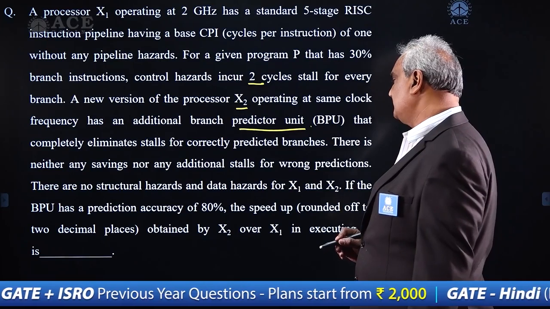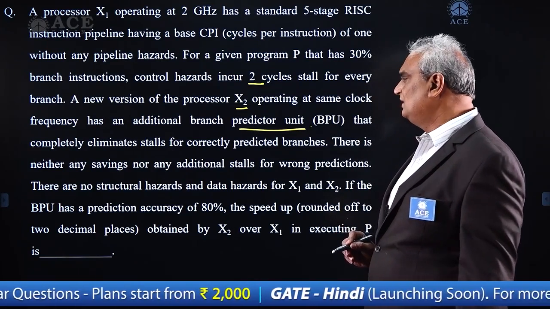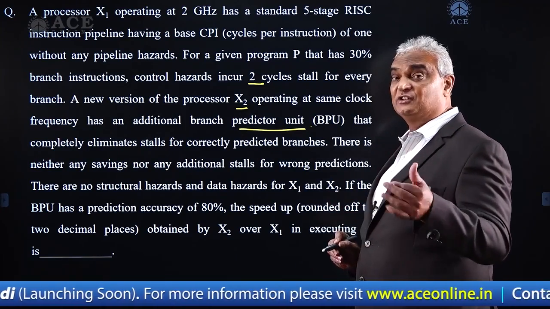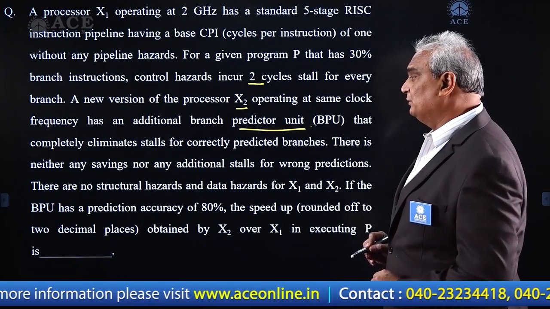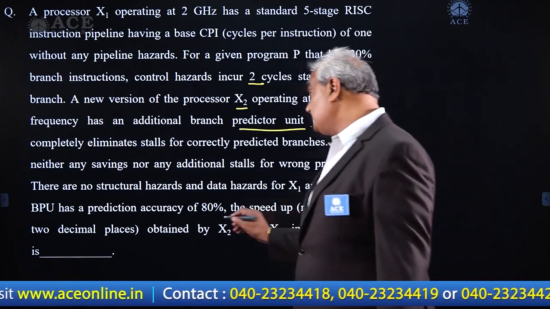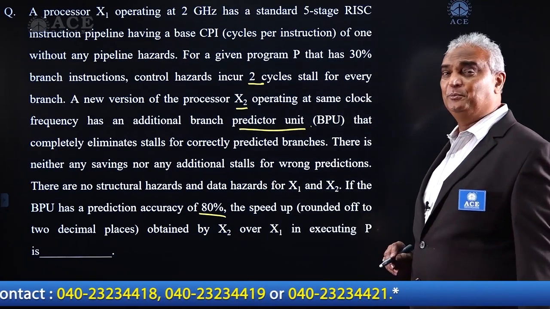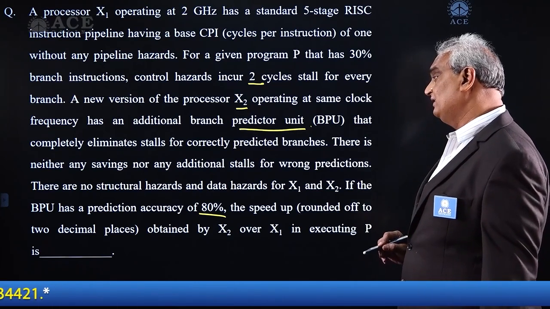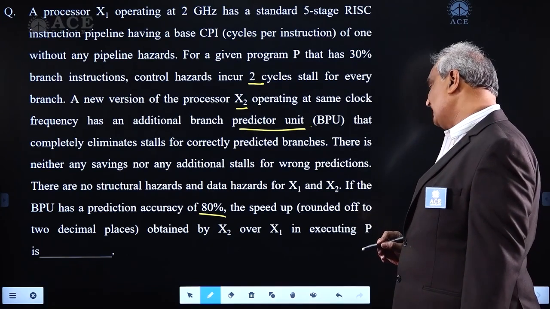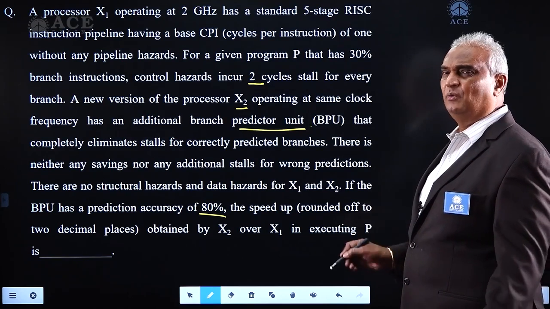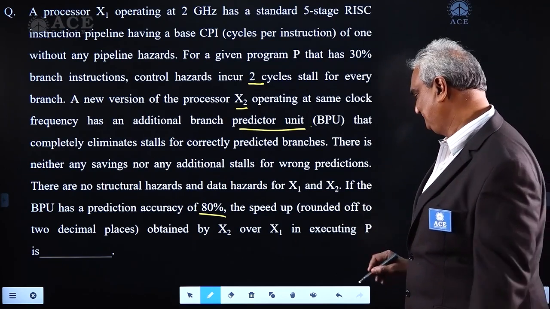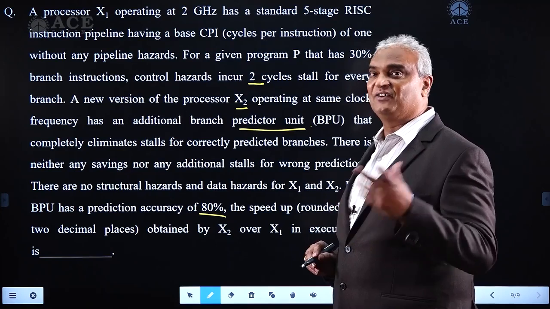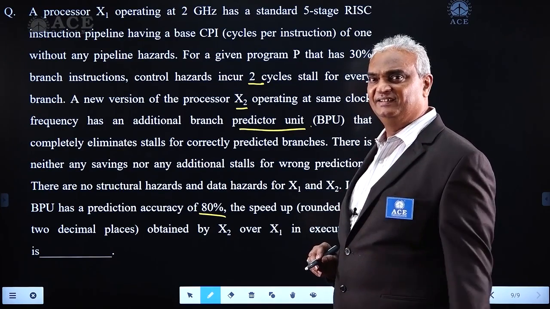There are no structural hazards and data hazards for X1 and X2. There is no structural hazard, means resource conflict. Data dependency hazard also not there. If the BPU, branch prediction unit, has a prediction accuracy of 80%, BPU provides accuracy for only 80% but not for 100%. The speedup, rounded off to 2 decimal places, obtained by X2 over X1 in executing P is dash. What is P? P is nothing but a program. First, get 100% clarity in the question. Better to read the question 3 or 4 times, then only we will get clarity in the given question.